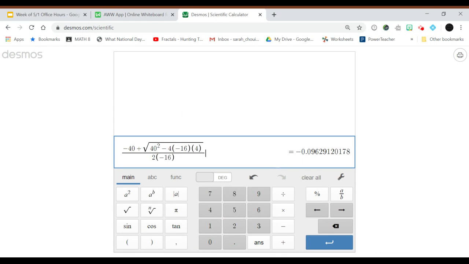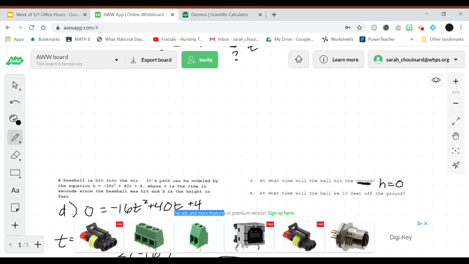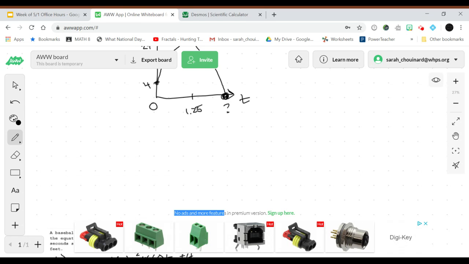So let's change this to subtraction. And that's going to give us 2.60 if we round to the nearest hundredth. So after 2.6 seconds, it's going to land on the ground. So 2.6 seconds is this point where it hits the ground.